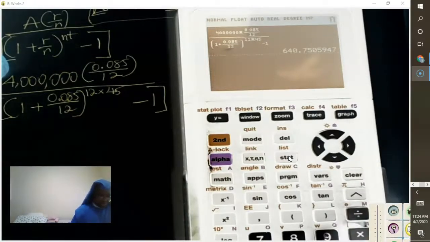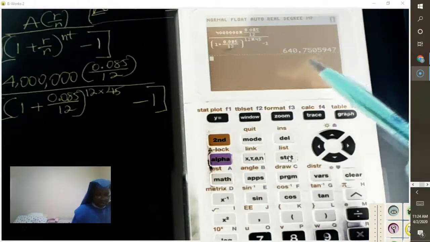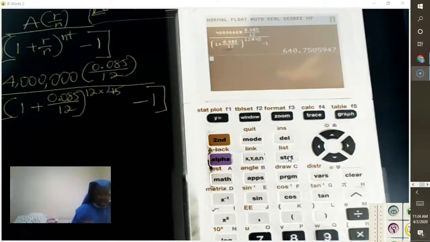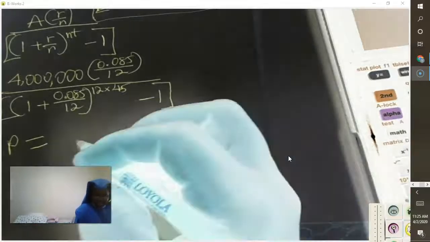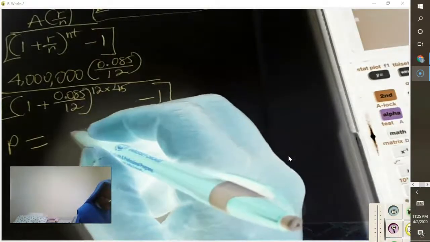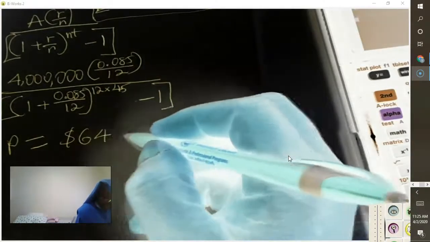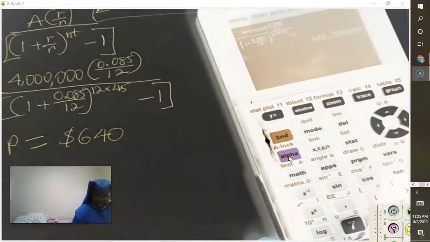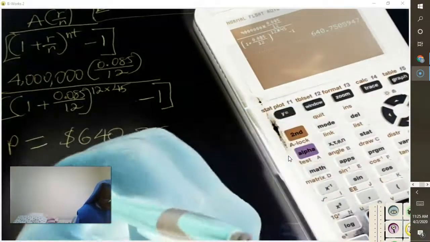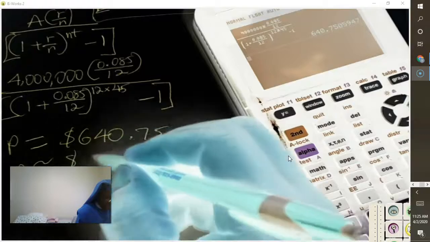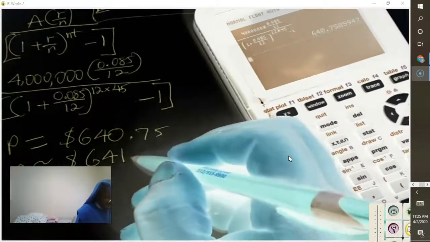640.75. Okay, we're going to round, because it doesn't make sense to put cents at the beginning. It makes sense to put a whole bunch of money. Okay, so the P is going to be 640.75, which we are going to round to $641.